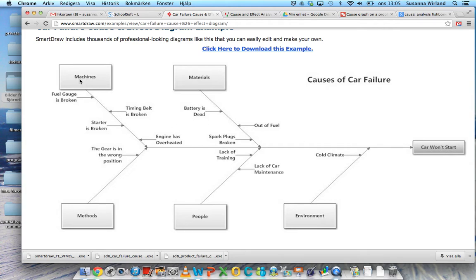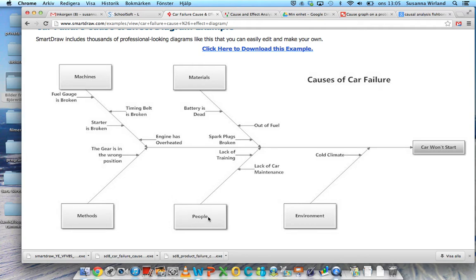So pick one problem at a time. Machine problem, what could be the causes? Well, fuel gauge, timing belt, starter broken, engine has overheated. All of those are possible causes to machine problems. What about materials? Well, the battery could be dead, you could be out of fuel, spark plugs could be broken. Methods, what could be problems with the method? The gear could be in the wrong position.